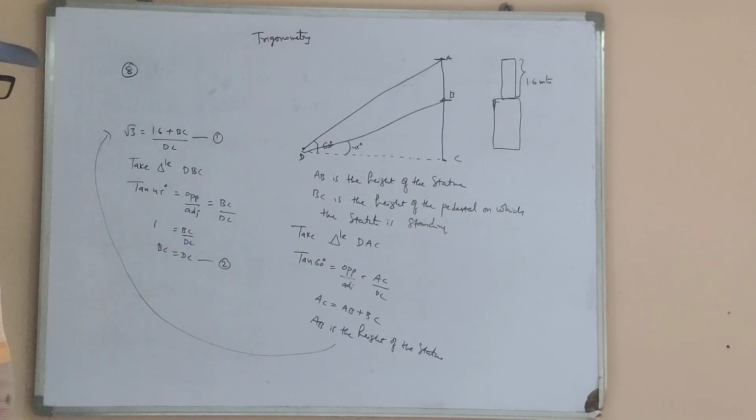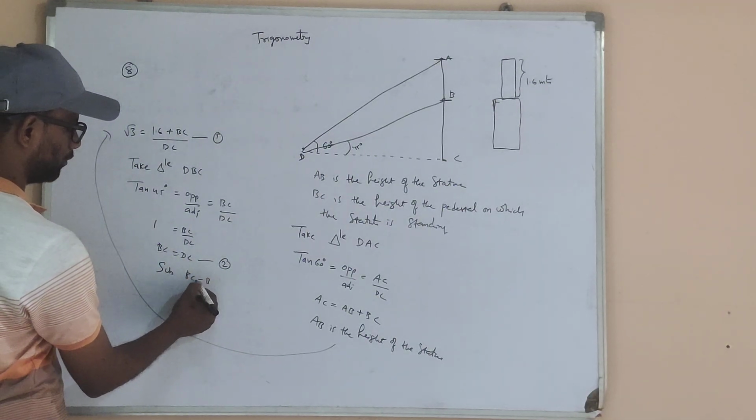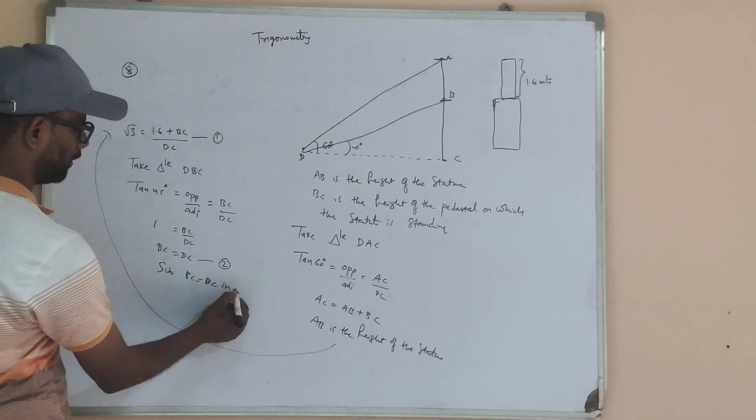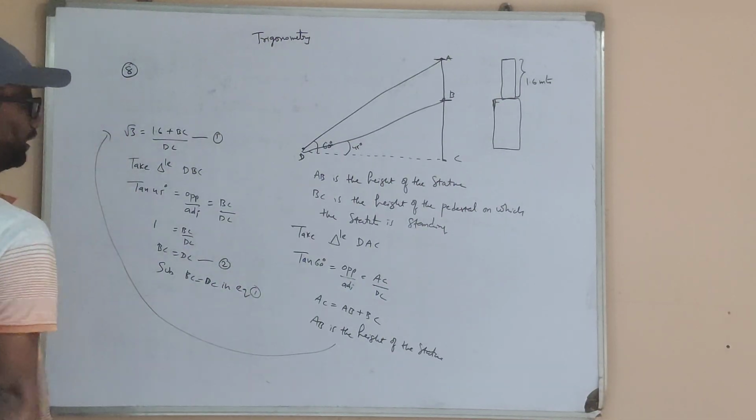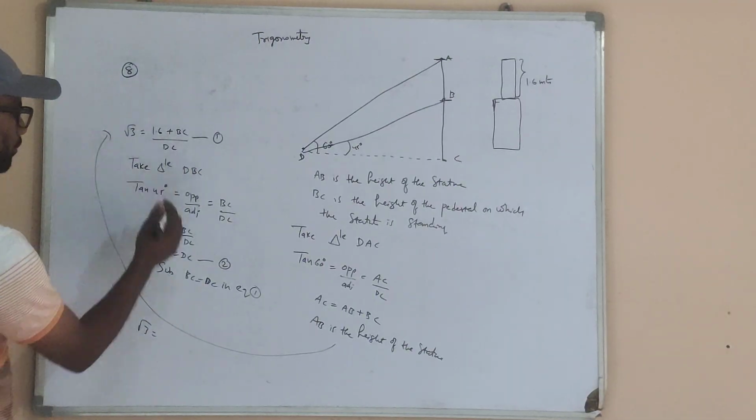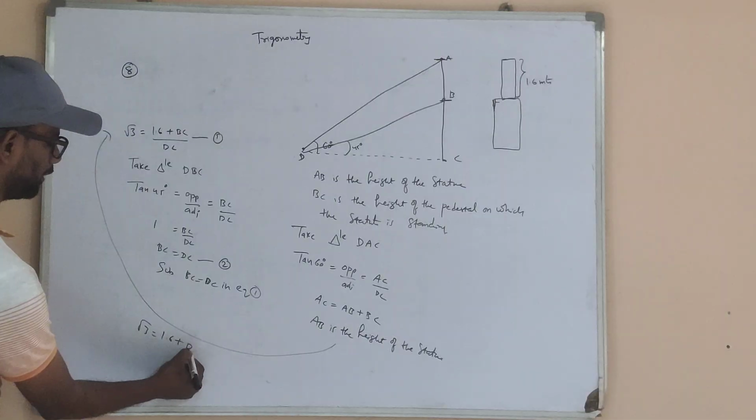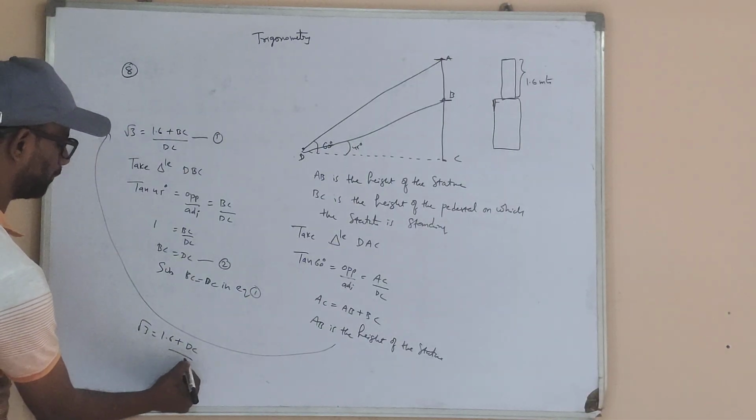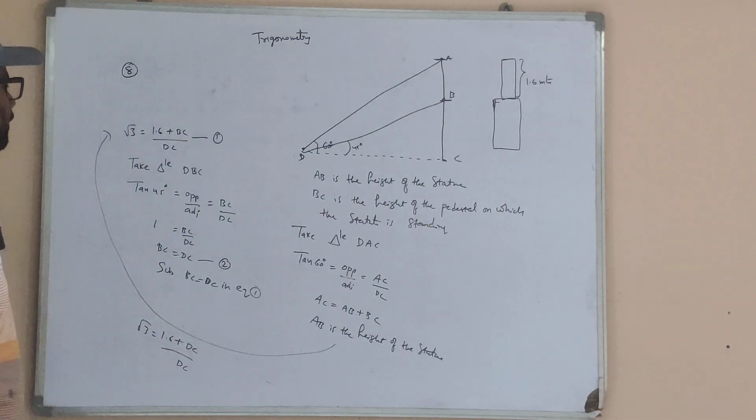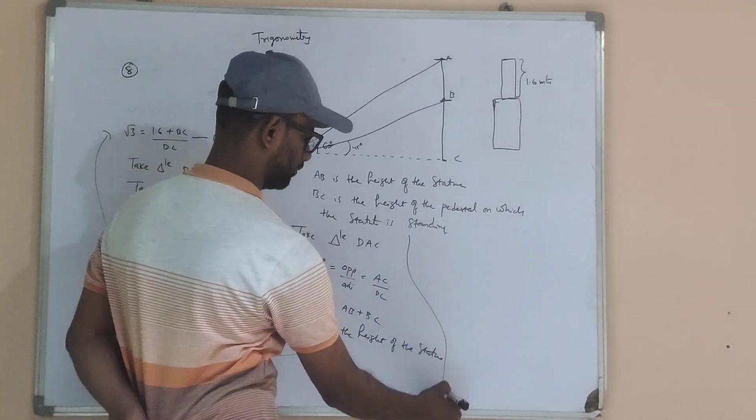Now substitute BC is equal to DC in equation 1. Then what we will get is root 3 is equal to 1.6 plus BC, which is DC, by DC. So again, I will solve this next.